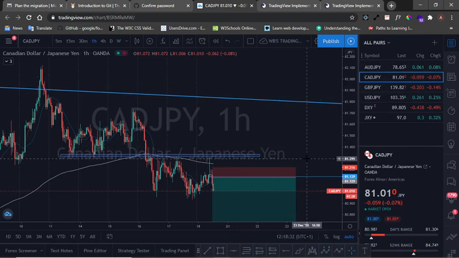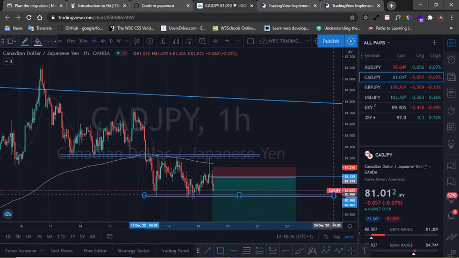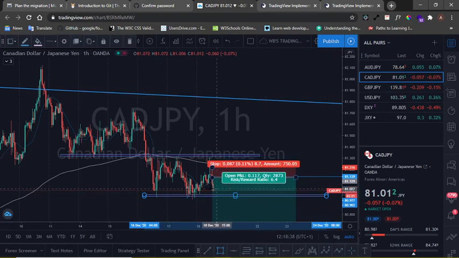So this is card yen. It is doing the most. We've entered that retest. Once it breaks this support, it should retest it, then continue the sell.